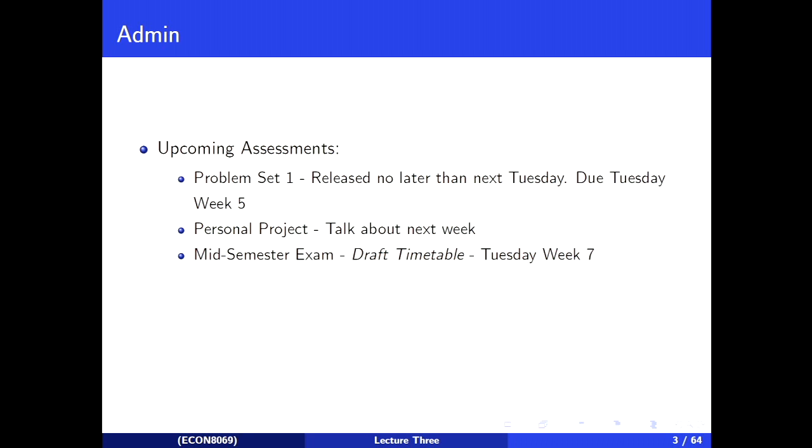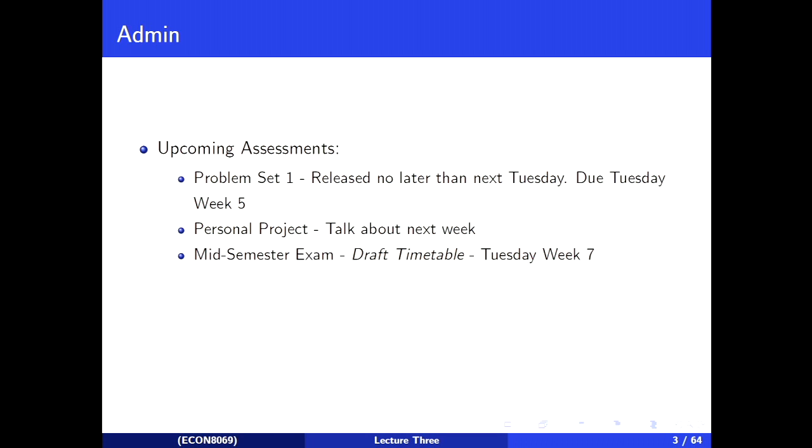It'll be a sequence of problems in the style of some of the tutorial problems, those accessible type tutorial problems for the most part. You produce written solutions and submit them online in the standard way you've done all assignments. Again, this is intended to be a relatively small piece of work, due Tuesday of week 5. I intend to release it on Monday, but if I don't release it on Monday, I will release it by Tuesday.